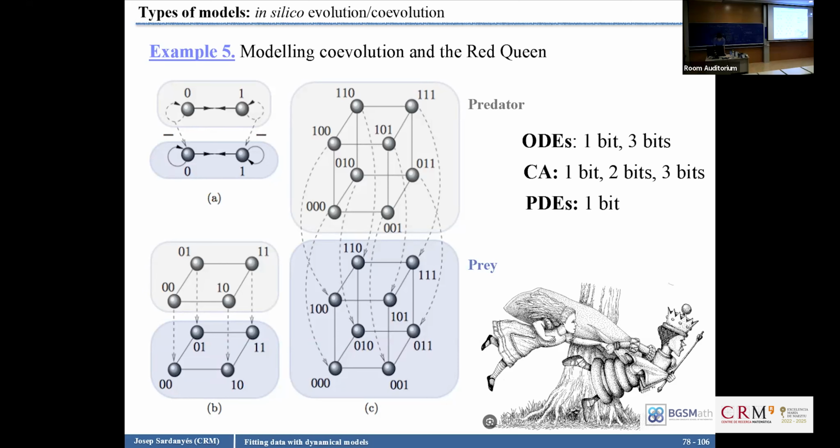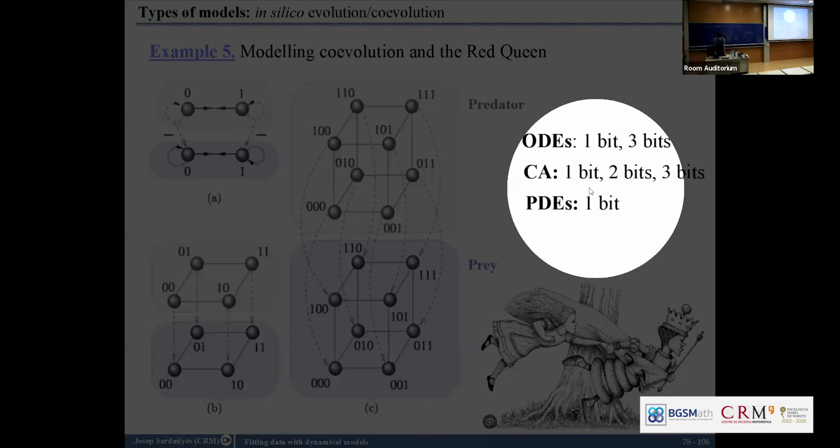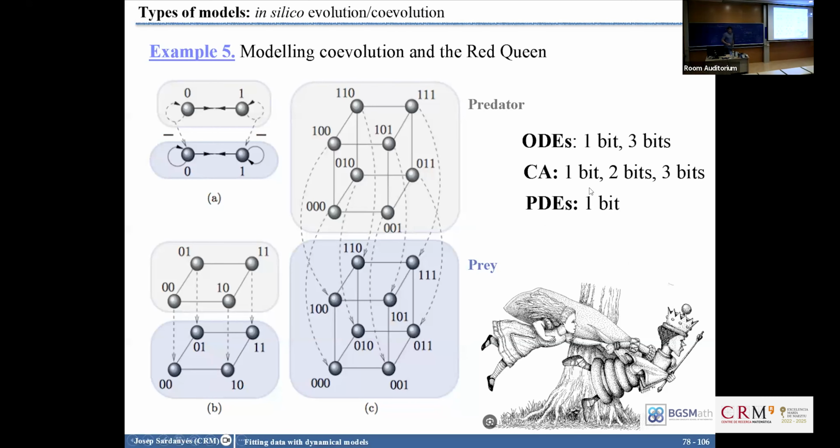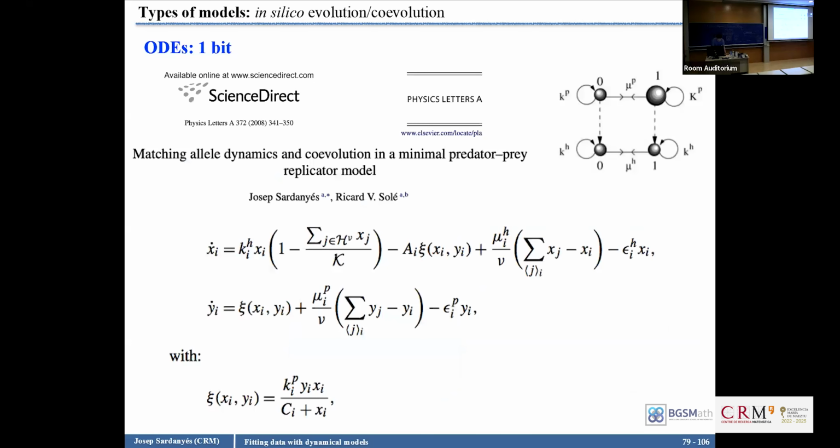This system was proposed by my supervisor, Ricard Solé, when I was doing the PhD with him. He was very curious to see what happened with the dynamics of a very simple system. So we did different models. We did ordinary differential equation models with 1 bit and 3 bits, and cellular automata with 1 bit, 2 bits, and 3 bits. And I have a PDE model with 1 bit that I have been studying for 15 years, but I have not been able to publish it because I don't feel confident with the numerical resolution of the PDEs, but I will show you some results. So, very interesting things. This is a paper that appeared in 2008.